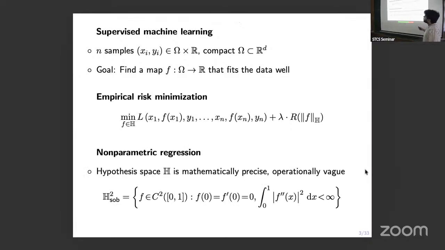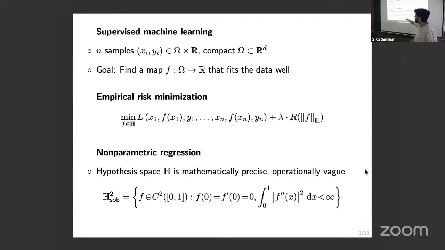And one class of methods. So here the optimization was on some search space H, right? This is a space of functions. One class of methods that people have studied in machine learning and statistics is what are called non-parametric regression methods. And the idea here essentially is that the space of functions H is mathematically very precisely described to you, but it may not be operationally very precise for you to use in order to come up with an algorithm to do this search or optimization.